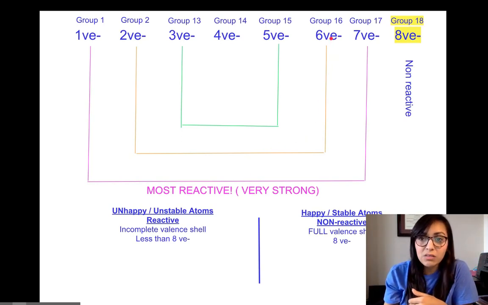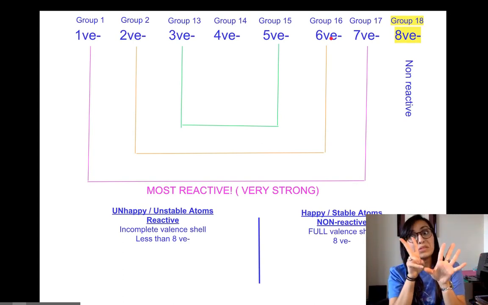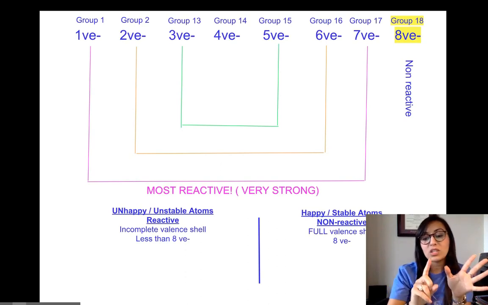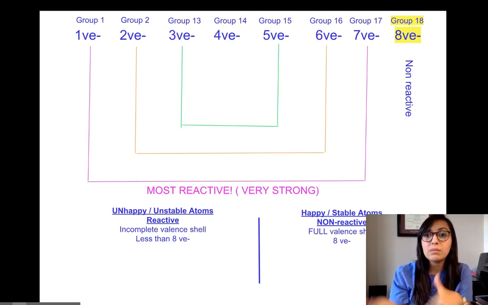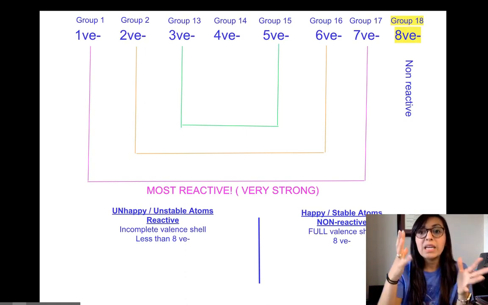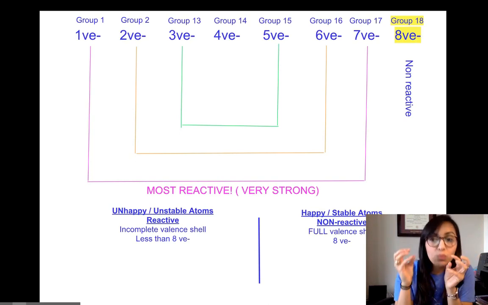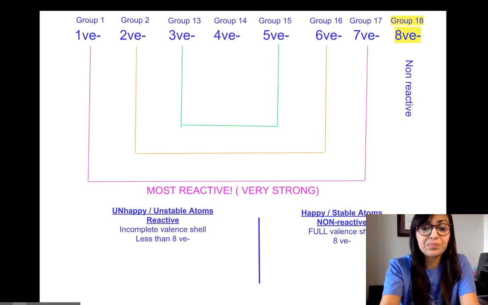Now group 16, you only have 6 valence electrons, right? And you need 2 more. So they can bond with group 2. Group 15 can bond with group 3, and so forth, right? It doesn't matter who the atom bonds with or what atom, it just needs to get 8.